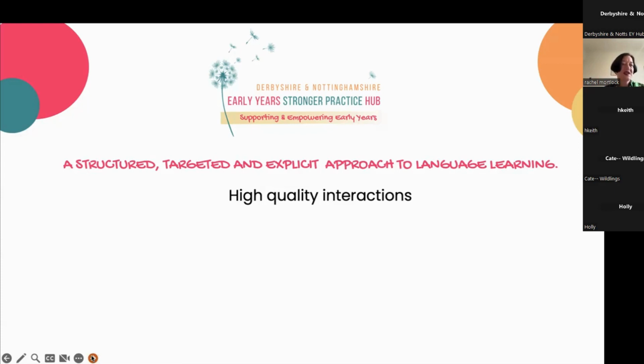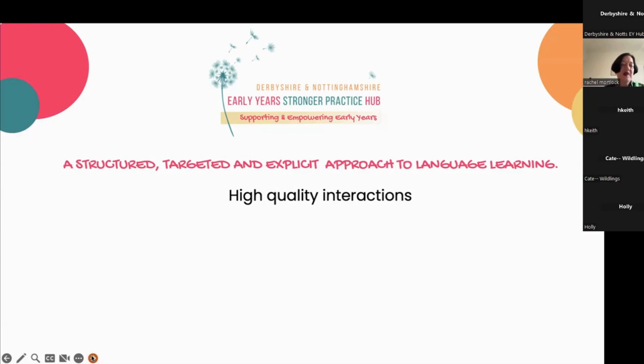The reason that high quality interactions are so important is that high quality interactions between adults, whether they're parents, carers, or teachers, and young children, are those valuable opportunities to support and access that language development.